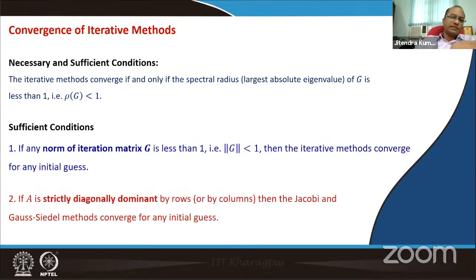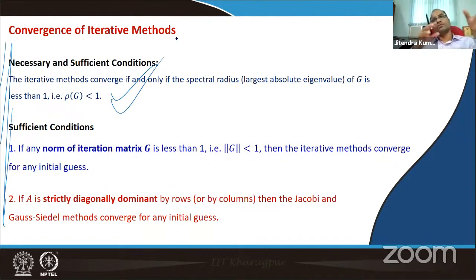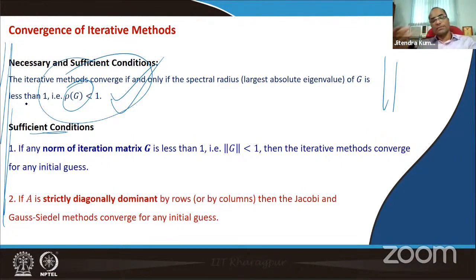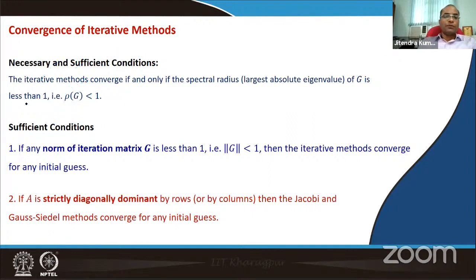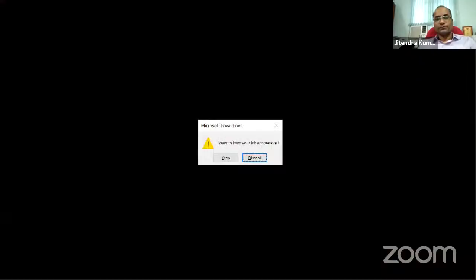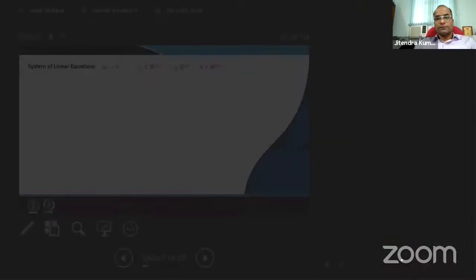So all these possibilities can happen, which we have demonstrated here in various examples. These are the three most important results. In fact, the first one is the most important, which gives the necessary and sufficient condition. Once you have the spectral radius, if it is less than 1, then it will converge. If it is greater than 1, it will not converge. So you are concluding everything here. But finding the spectral radius is difficult. Therefore, these sufficient conditions also make sense. And we have this, just wait.